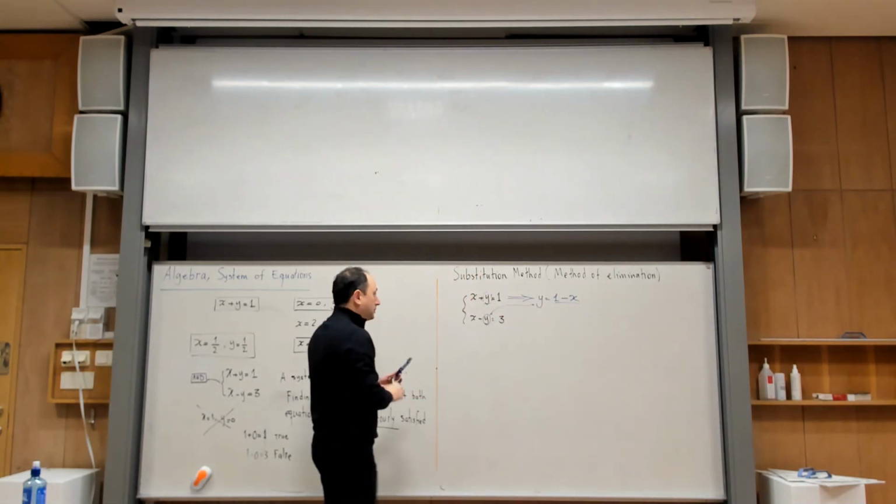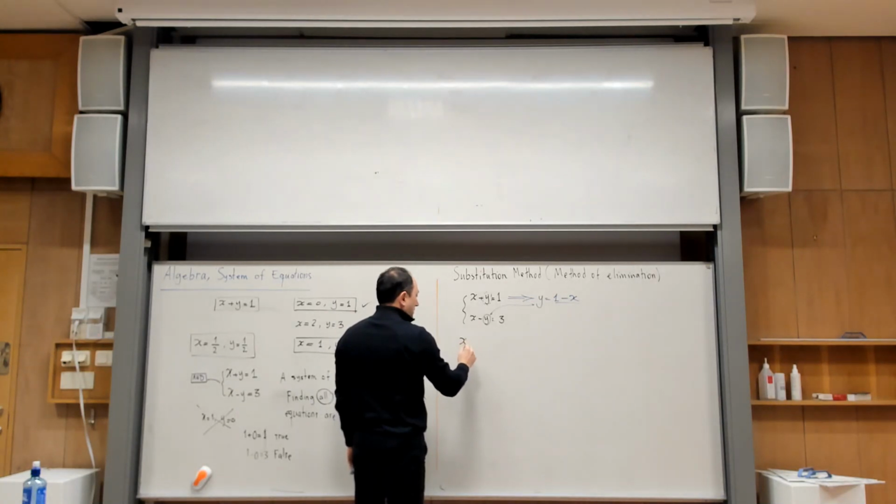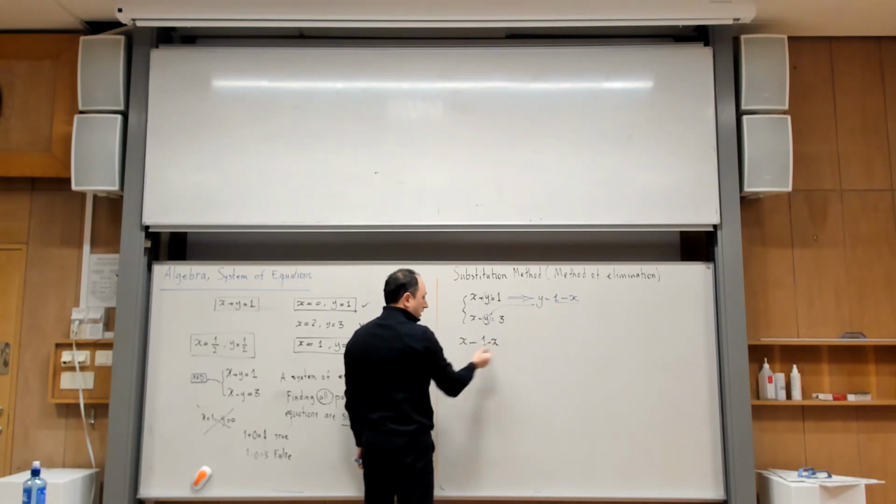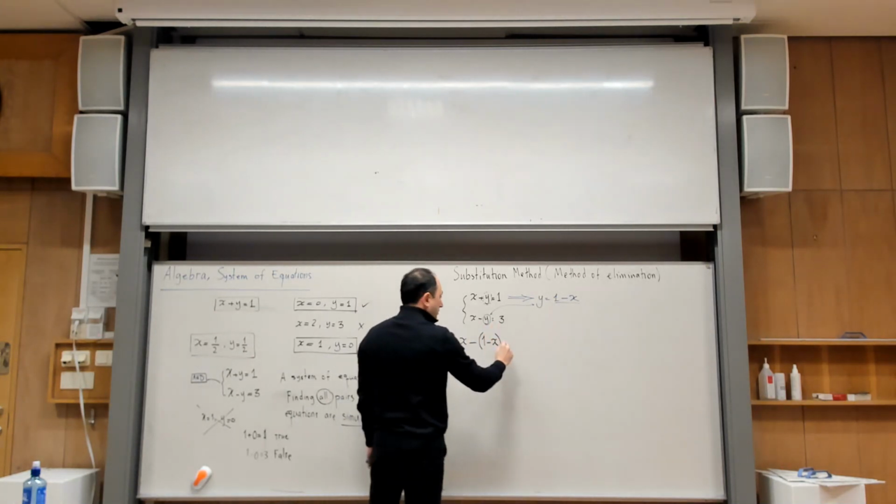So then what happens? This becomes x, negative sign. Instead of y, I put 1 minus x, but be careful. If you write like that, that is wrong. You have to put a pair of brackets around that, and it's equal to 3.